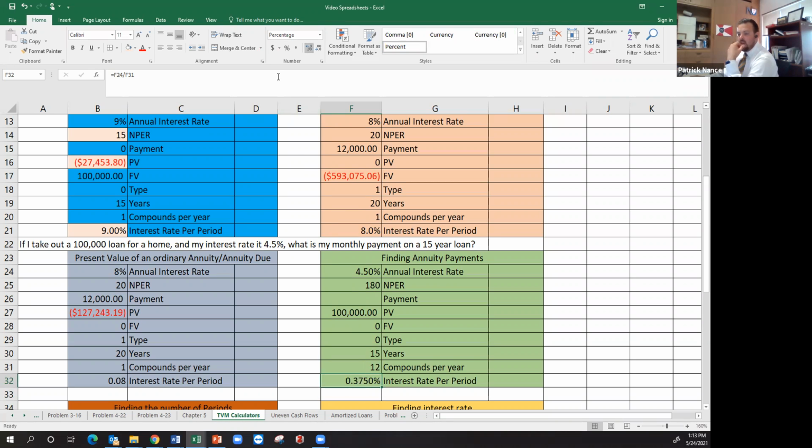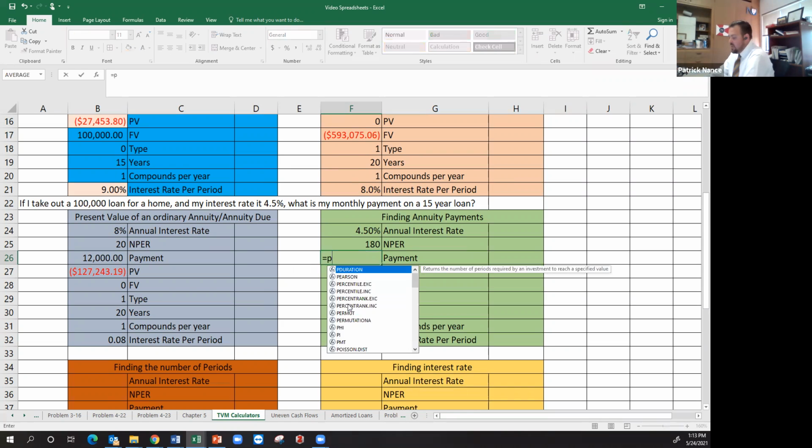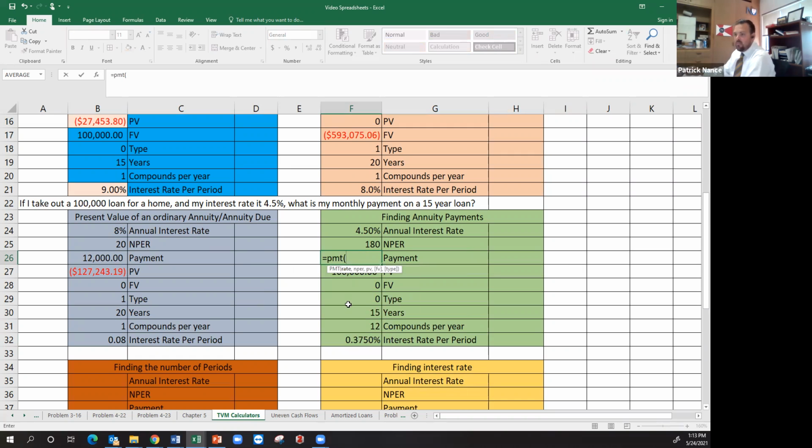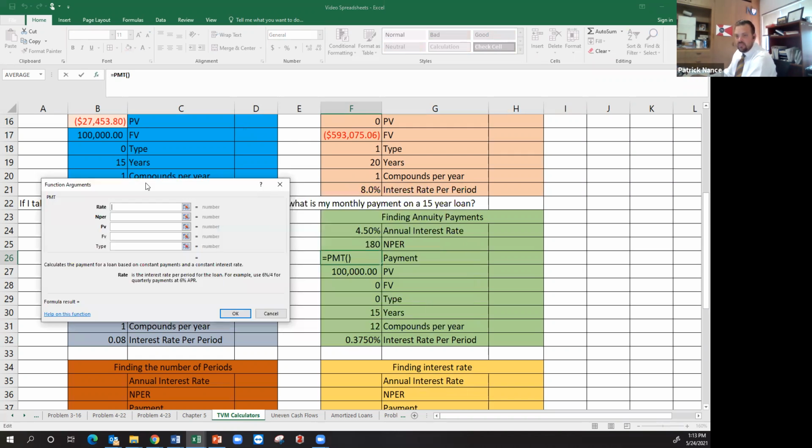Okay, so now for the first time in all these functions we've been going through, I'm using a different function, but actually the variables are pretty much all the same. The function I'm going to use is equals PMT, open parentheses. We'll go into the function key here. So my rate, remember I'm going to use my interest rate per period. Number of periods, I'm going to use my N per here. Present value is $100,000. Future value, 0. And type 0.